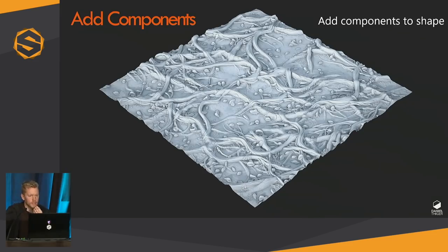And this is just everything combined. So this is our final composite shape. And you can see the primary roots that looked a little bit weird before. It's kind of hidden by everything else.